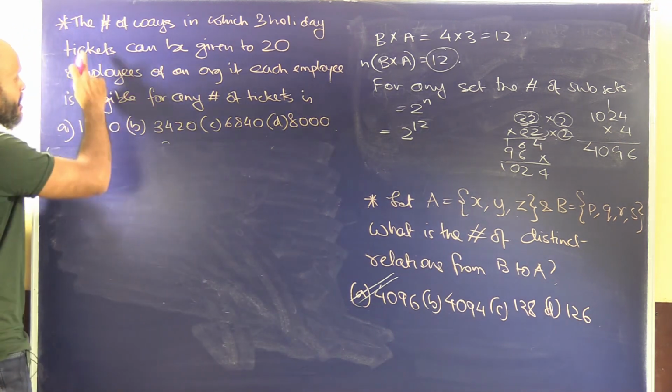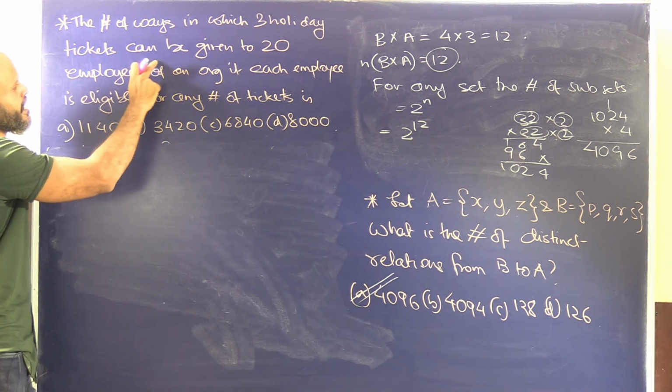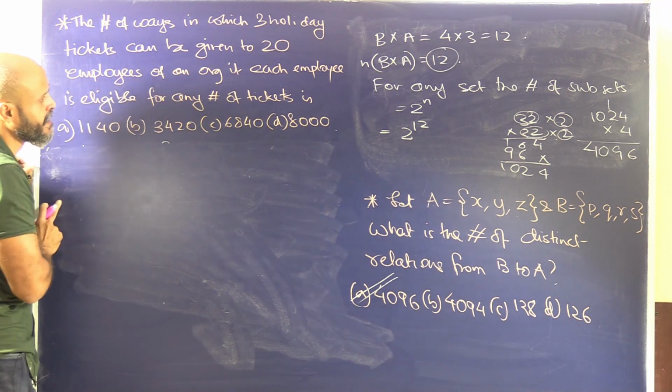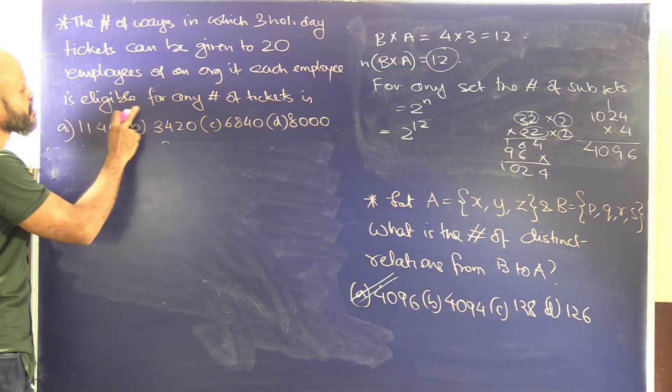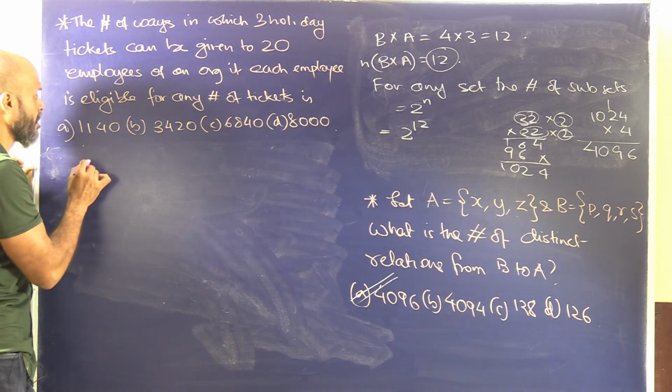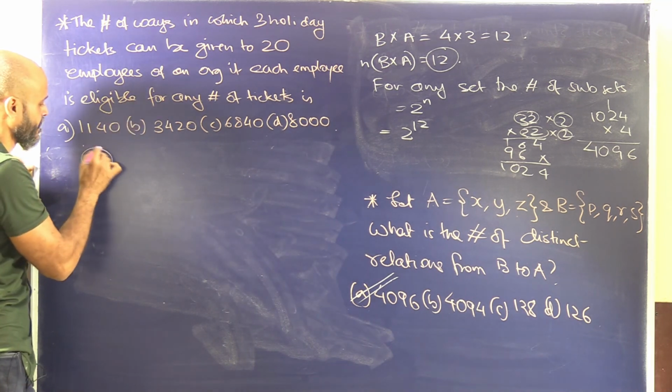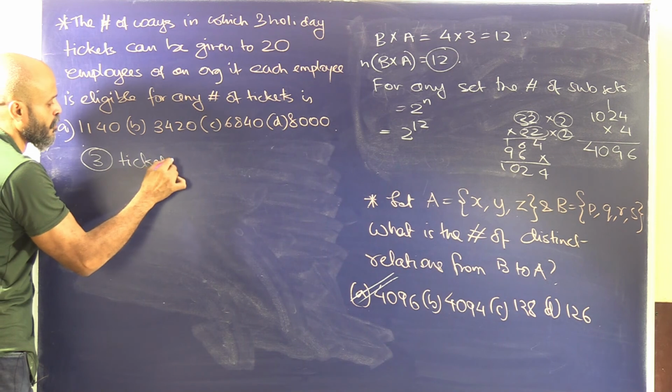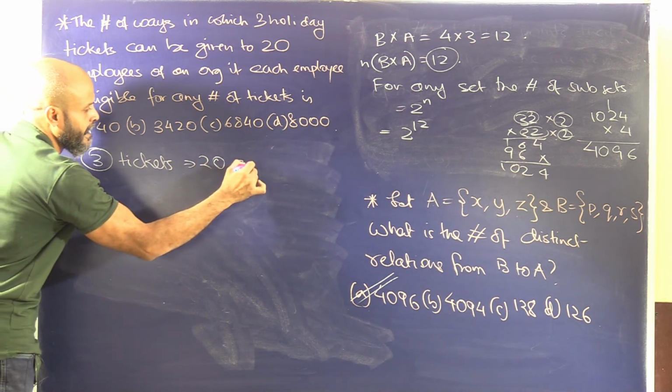Okay. The number of ways in which 3 holiday tickets can be given to 20 employees in an organization if each employee is eligible for any number of tickets. Okay, so 3 tickets are there to be distributed amongst 20 employees.